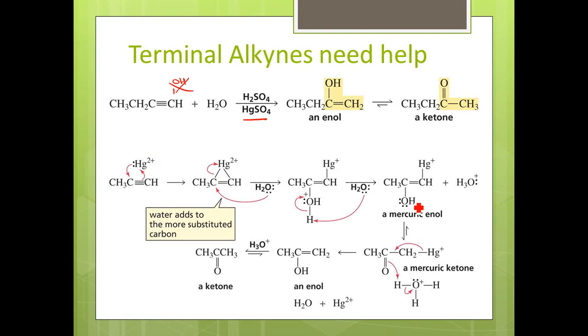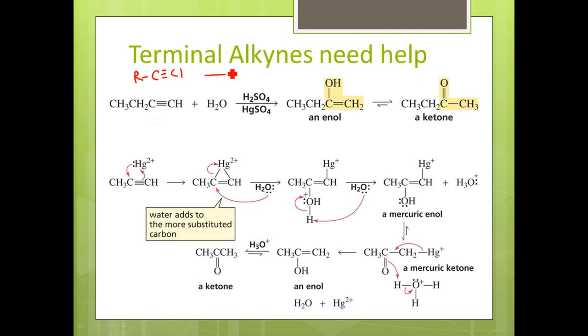The mercury is going to actually form a complex at first, which allows the water to attach to our triple bond easier, and we get a mercuric enol. When the mercury comes off, we have our enol form, our keto form, that's actually going to end up always forming the O on the side that's most substituted.